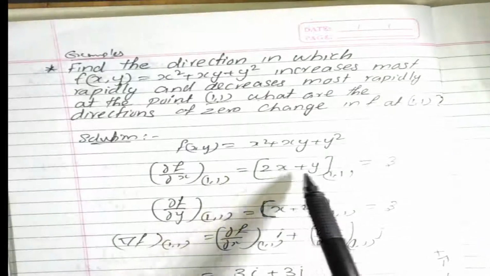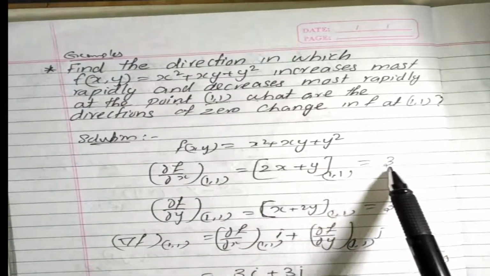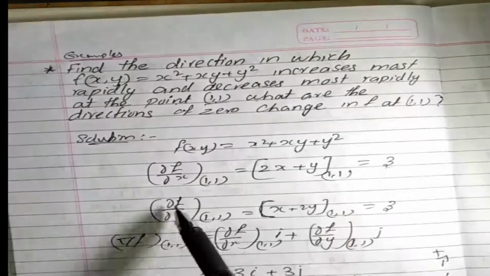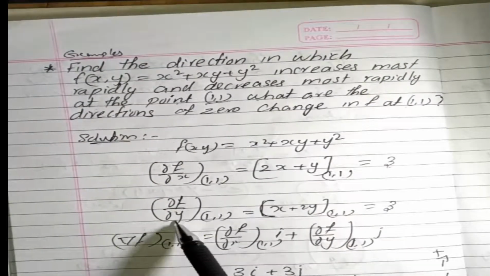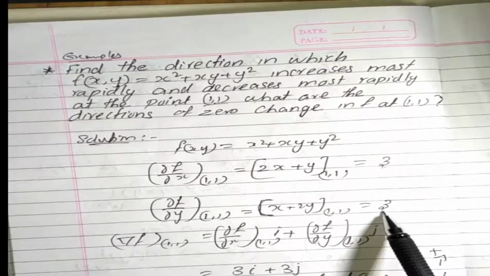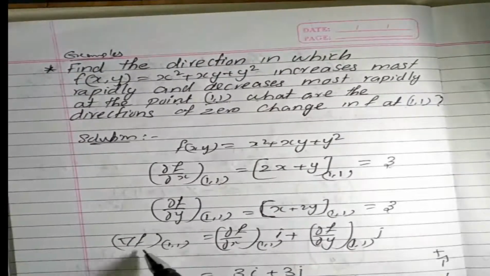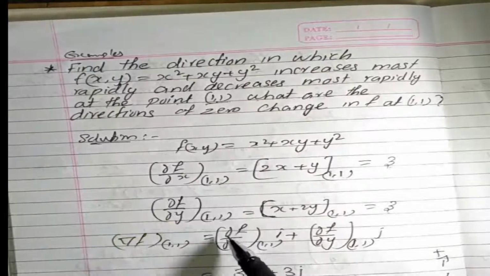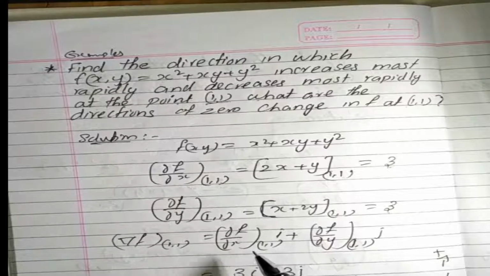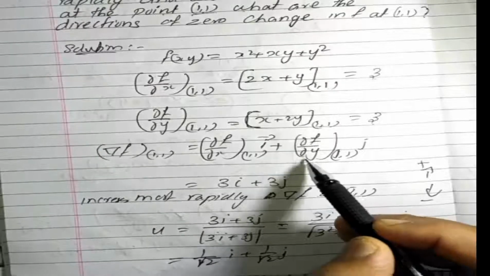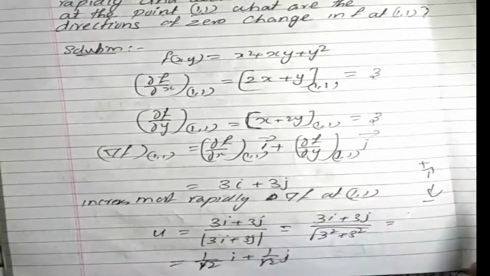2x plus y at (1, 1) equals 3. To substitute the value, we get 3. Next step, ∂f/∂y at (1, 1) with respect to y, we get the same, 3. Then the gradient of f at (1, 1) equals ∂f/∂x at (1, 1) i vector plus ∂f/∂y at (1, 1) j vector.